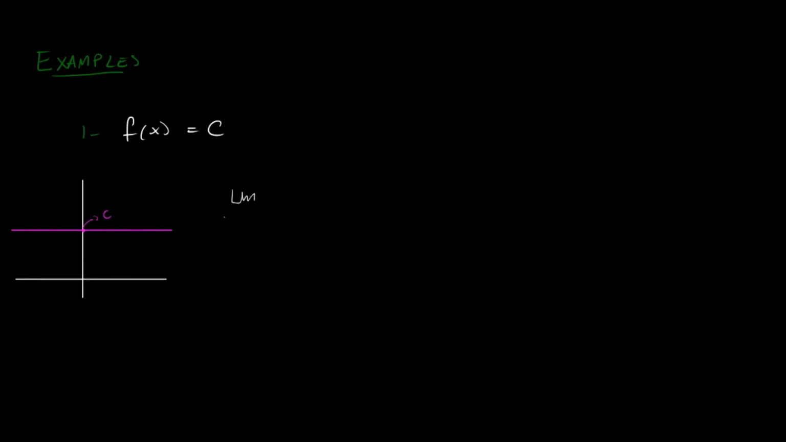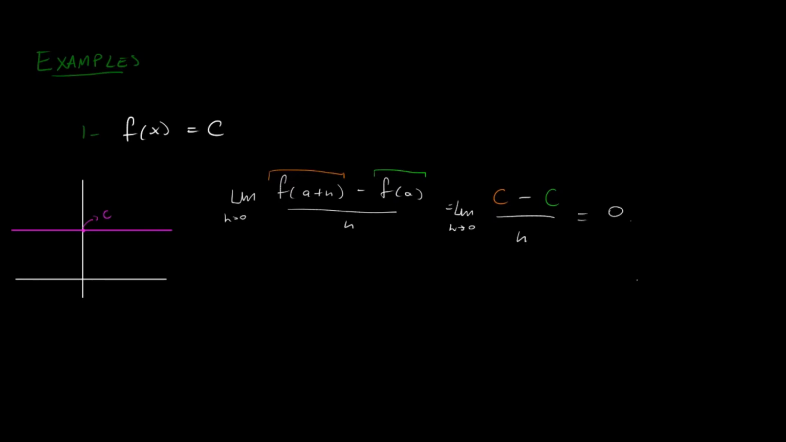So what we have to do is calculate the limit when h tends to 0 of f of a plus h minus f of a divided by h. Now, as our function is constantly c, f of a plus h is c, f of a is c, so we have c minus c divided by h. c minus c is 0, so this limit is equal to 0. The limit is 0, and that tells us that the limit does exist. So then f prime in a is equal to 0.